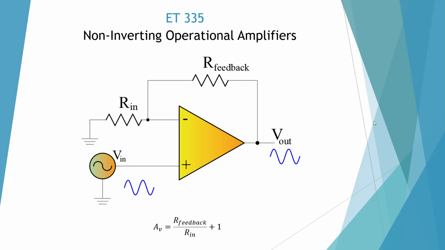Here I'm showing a non-inverting amplifier. What makes this a non-inverting amplifier is our voltage input goes into our non-inverting side. And our formula is R feedback divided by Rin, plus 1. So it's going to be our regular gain plus 1. Here, this is going into our non-inverting side, so our signal is going to be the same. So it's in phase, or if it's plus, it's going to come out plus.